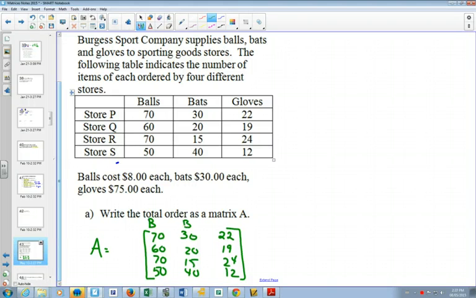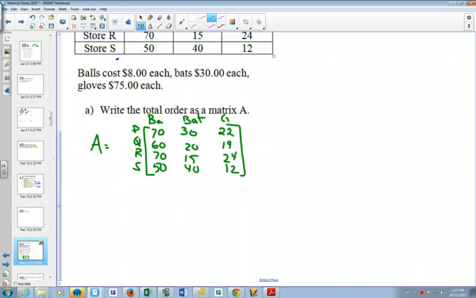Balls, bats, gloves. Probably not good to use the same letter, so I'm going to call this one Ba for balls and this one Bat for bats. Then P, Q, R, S. So we can add some labels just to help us remember what things were as a total order. What size of matrix is this one? A 4 by 3.